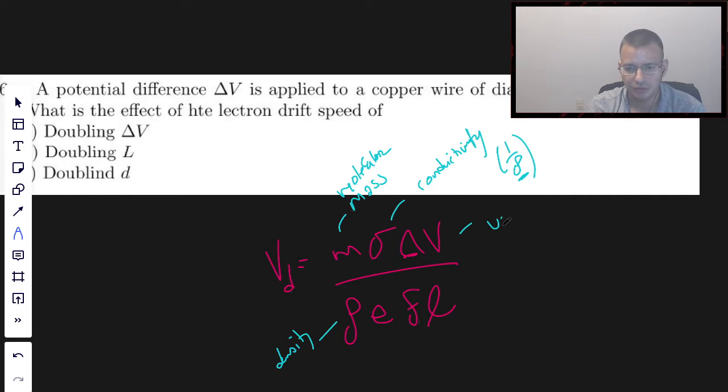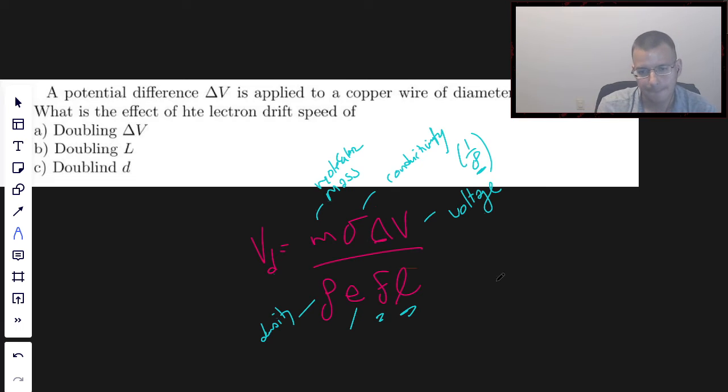This is voltage. Voltage is always a difference, this is why we have the delta. This is charge of an electron. This is the number of free electrons per atom. And then L is the length of material that we're looking at.